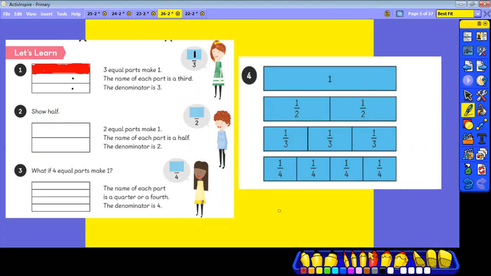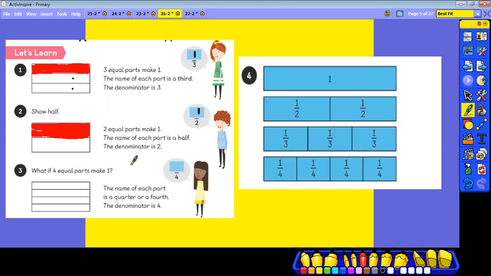If it was a half, Elliot explains here, then the shape would be divided into 2 equal parts. And if one of those was shaded in red, like so, then we would have a numerator of 1, a denominator of 2, and that represents 1/2.